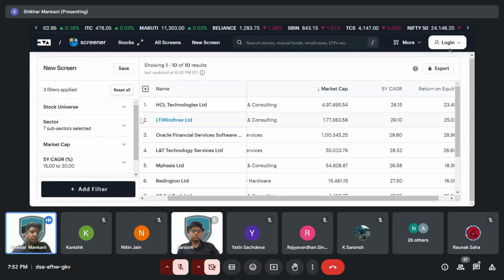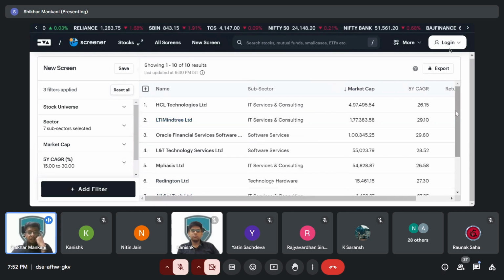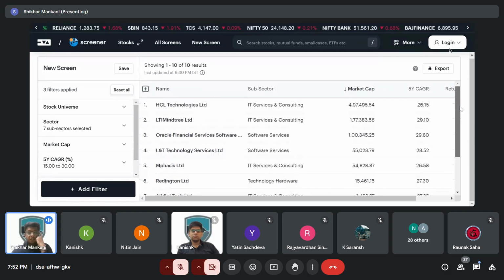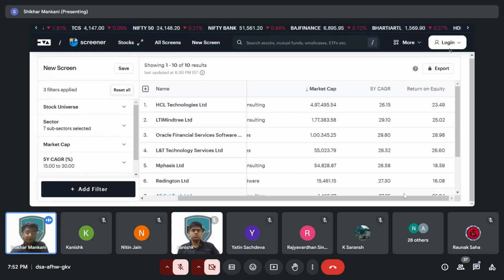So here we have our stocks, guys. First, we have HCL Technologies. Now, see, it has filtered out TCS and Infosys, as we have put filters on it. HCL Technologies comes at the highest level with a 5-year growth rate of 26%, which is a great growth rate, and a return on equity of 23%, followed by Mindtree at 25%. That is how you filter out stocks. So that is the main role of a screener.